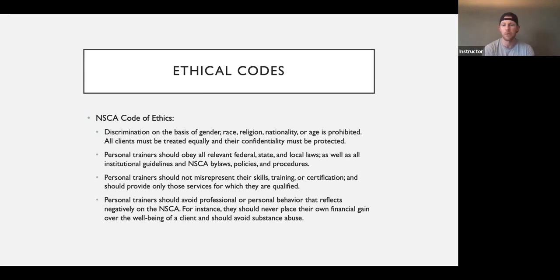Personal trainers should not misrepresent their skills, training, or certification, and should provide only those services for which they are qualified, right? Don't sell yourself on a certification you don't have. Even if you're going to take the certification, don't say you're certified in whatever. Someone comes to you, you are not qualified to do that. Okay, you can get in trouble for that. Personal trainers should avoid professional or personal behavior that reflects negatively on the NSCA. For instance, they should never place their own financial gain over the well-being of a client, right? Don't take money over the health and safety of somebody, right? So just being aware of those things. Hold yourself to a higher standard. That's what we're called to.